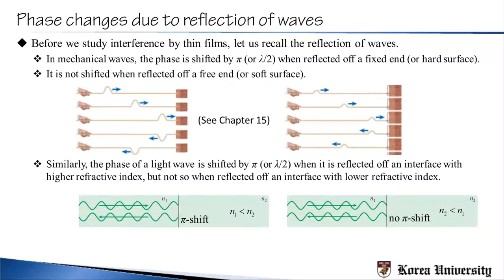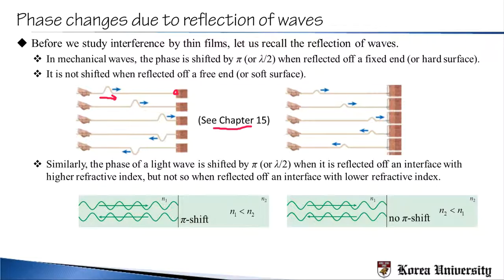Okay, as the last item in this chapter, I will try to explain how we see rainbow colors on the soap bubble. In order to explain it, there's one thing I have to mention first. Let's go back to the spring semester and take a look at what we have learned in Chapter 15. There we learned what will happen if we send a mechanical wave along this wire or the rope, which is connected to the surface of the wall.